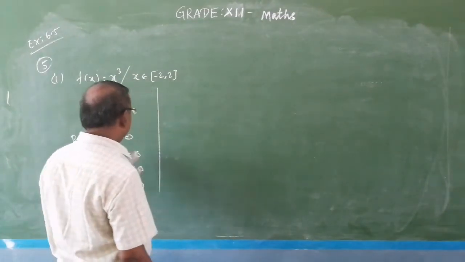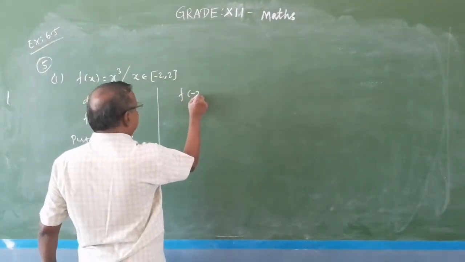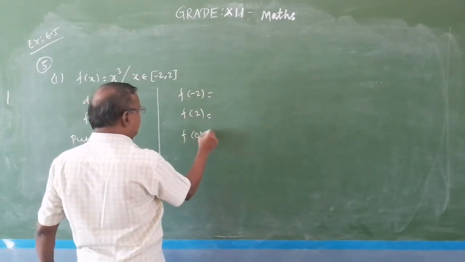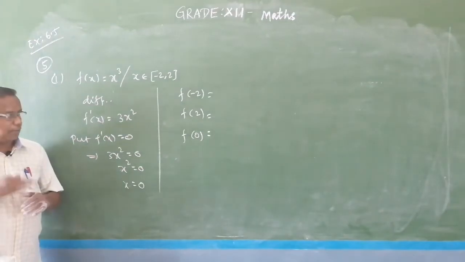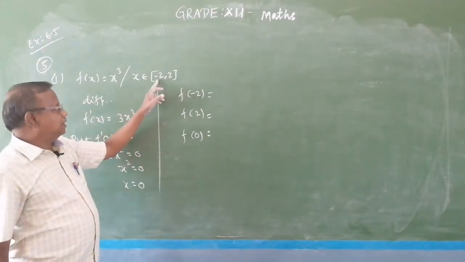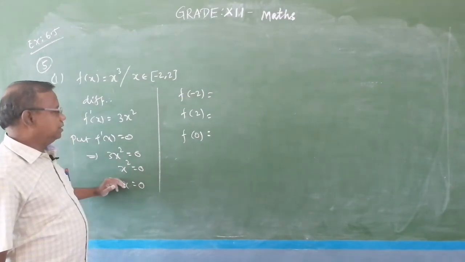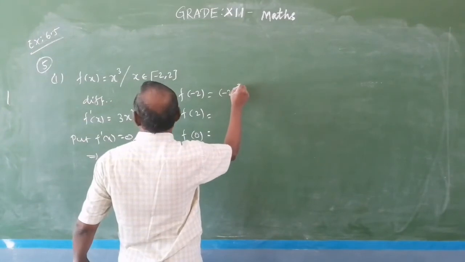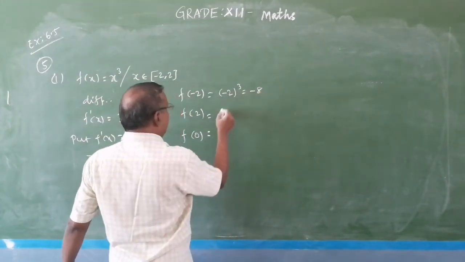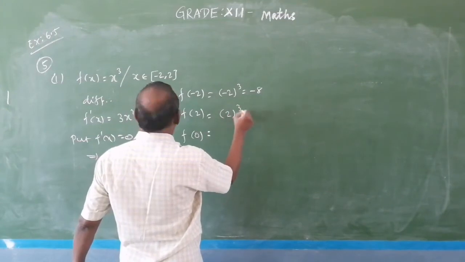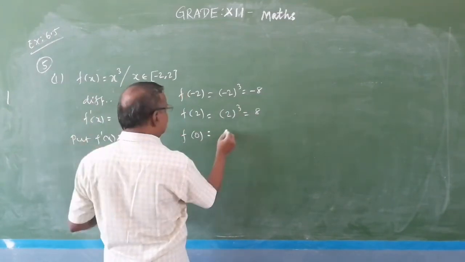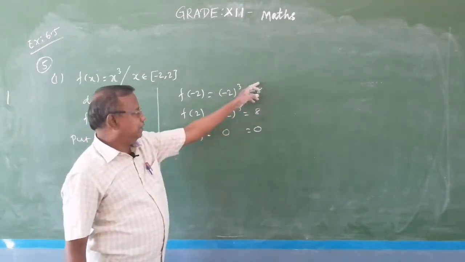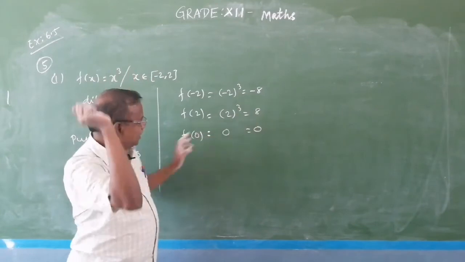Now we have to find the values of f of -2 and f of 2 and f of 0. The absolute maximum or absolute minimum may occur at the endpoints of intervals as well as at critical numbers we have derived. Now f of -2 equal to (-2) the whole cube equal to -8, and f of 2 equal to 2 cube which is equal to 8, f of 0 equal to 0. Among all these values, -8 is the minimum value and +8 is the maximum value.